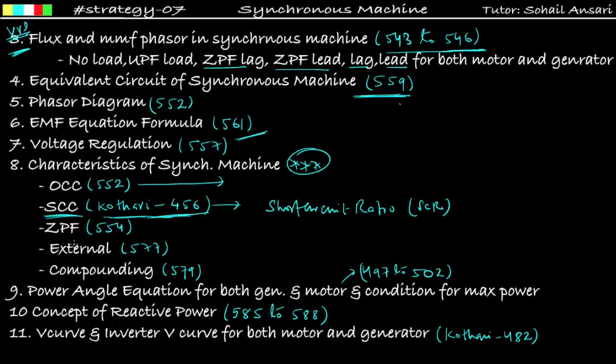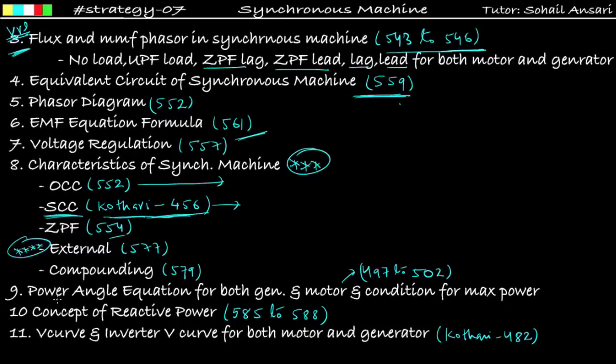Third one is the zero power factor characteristics. You will get it in PS Bhimra page number 554. External characteristics, that is very important. It is drawn between terminal voltage and load current. You will get it in page number 577 in PS Bhimra book. And last one is the compounding characteristics. So go through all these characteristics. The page numbers are already given. Only the short circuit characteristics you have to study from DP Kothari page number 456. The rest you will get in PS Bhimra.